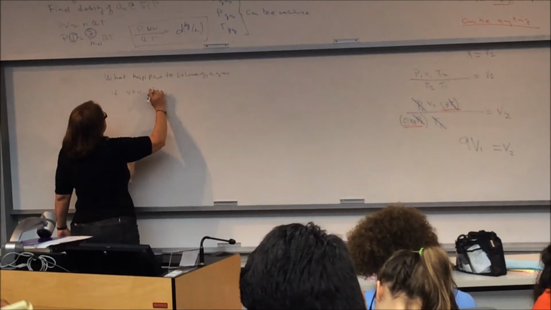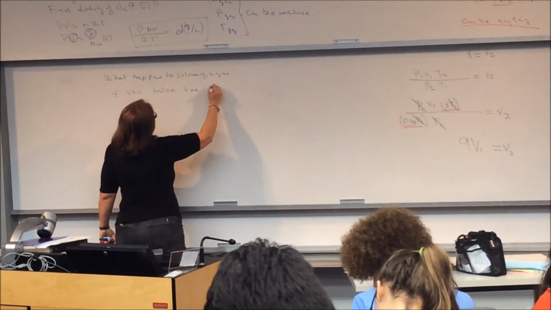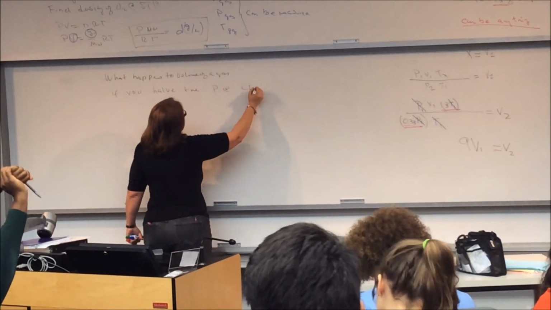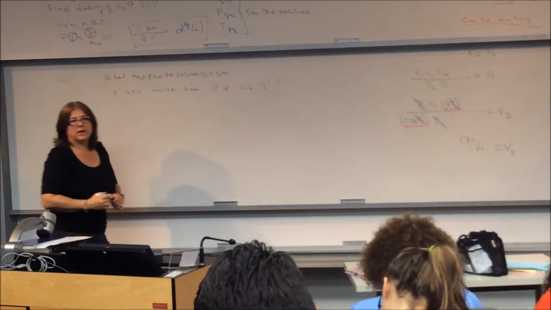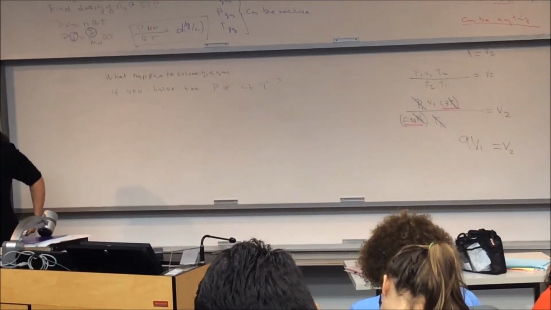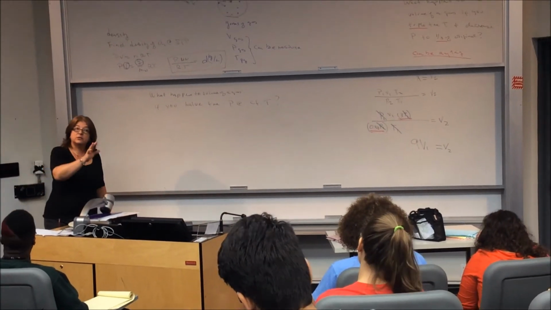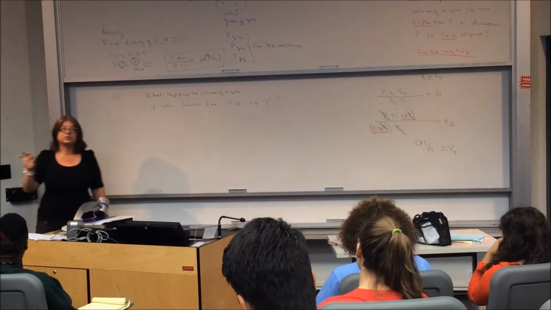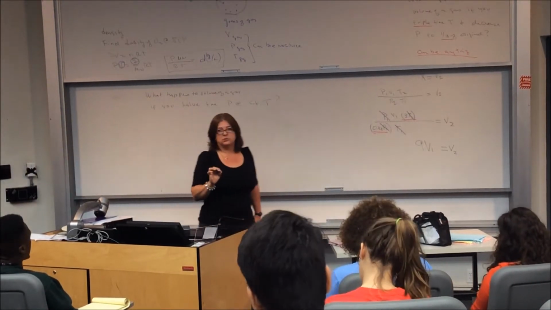If you have the pressure at constant temperature, what happens to the volume of a gas if you cut the pressure? Don't forget the first step. Which kind of problem is this? A PV equals nRT with a single set of conditions, or is it a manipulation of conditions?